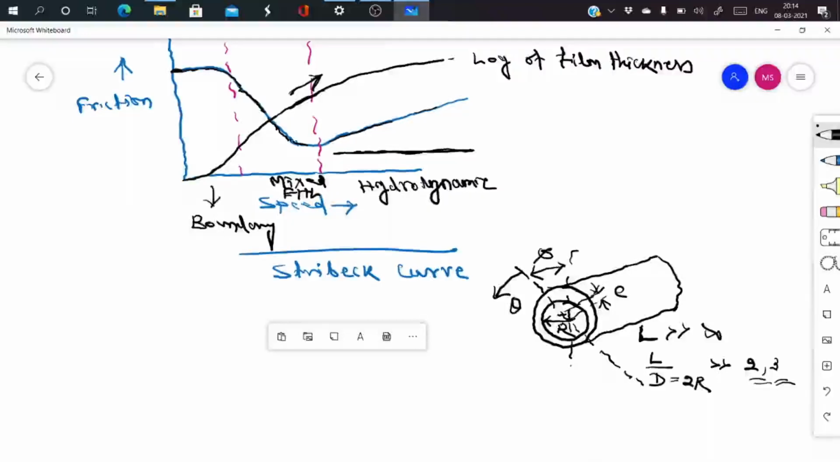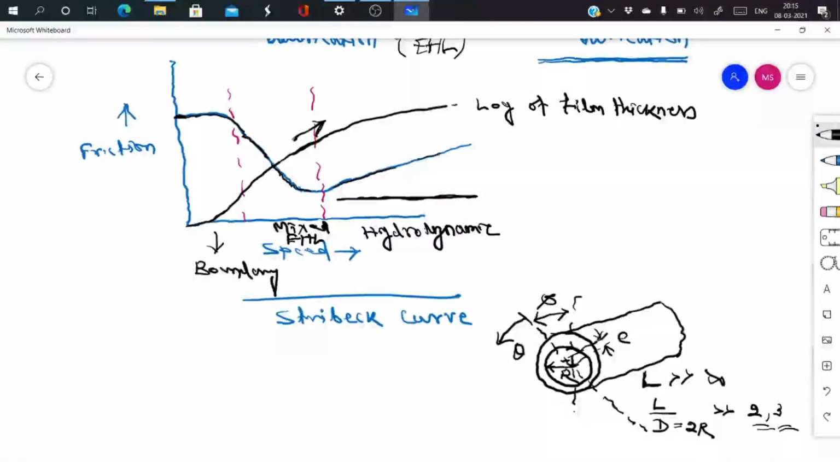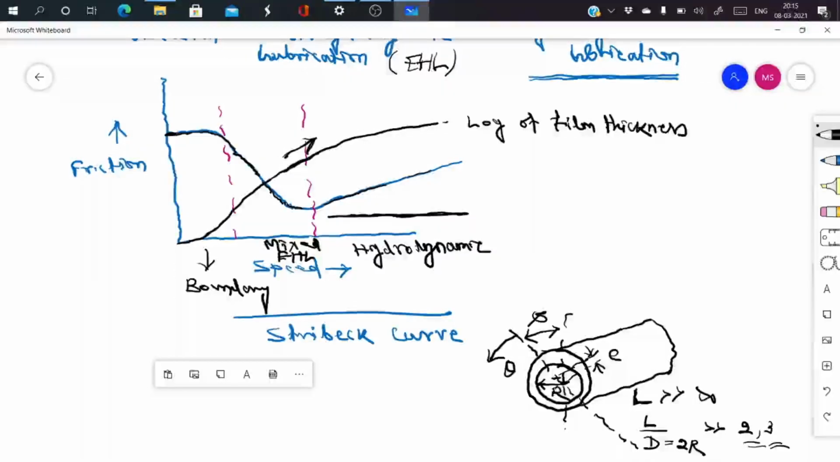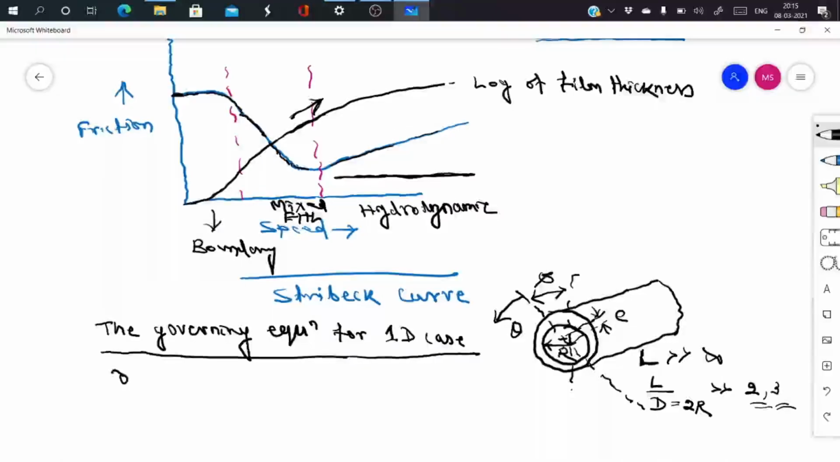Okay, so we know our governing equation. The governing equation for the 1D case, considering the bearing length to be infinite, as we already discussed, is del by del x of h cube del p upon del x equals 6 eta u del h upon del x.